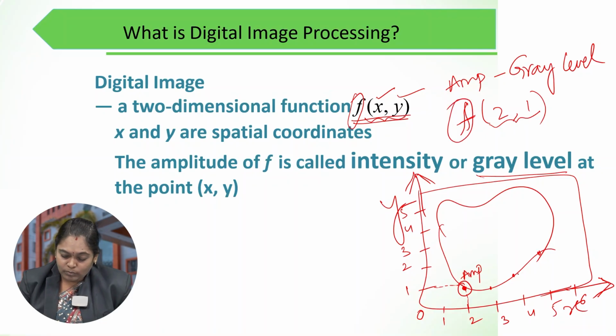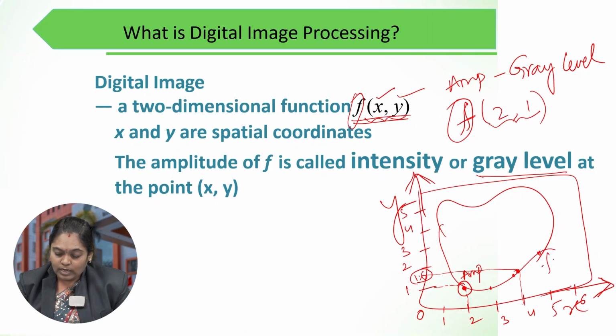Similarly, if we take another point, the x value is 4 and the y value is in between 1 and 2. Let me assume that this is rounded off. Actually this is 1.6, but I am rounding off 1.6 to the nearest higher value, which is 2. So this point can be written as f of 4 comma 2. So this 4 comma 2 represents where the point is in the image, and f represents the amplitude of the image.